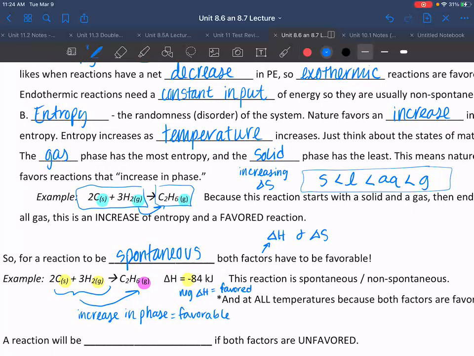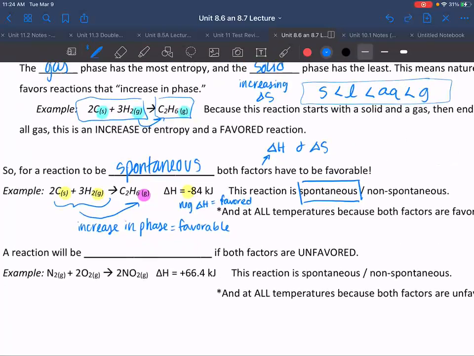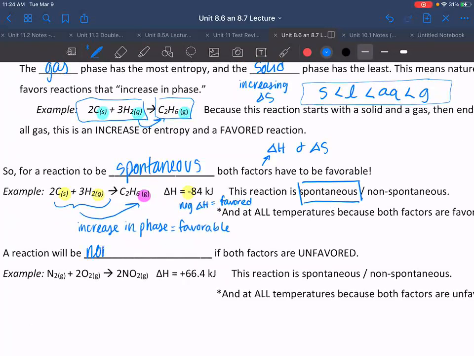Love it. All right. So if both factors are favored, what is it, spontaneous or non-spontaneous? Spontaneous, because both are favored. Not only is this type of reaction spontaneous, but it's spontaneous at all temperatures, and we'll discuss why this is. Oh, I do want to say, this favorable, well, actually, we'll talk about that later. We'll come back. Okay, so now we're going to talk about being non-spontaneous.